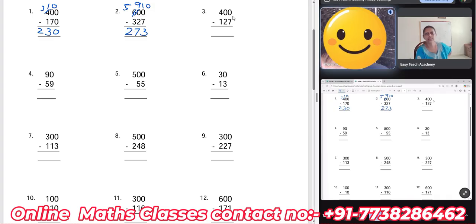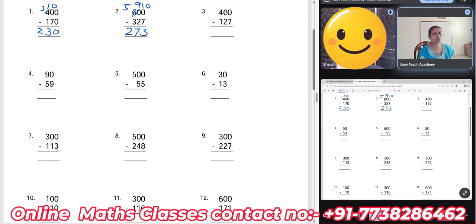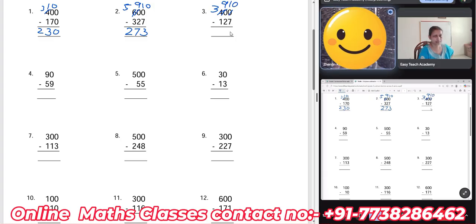Good boy. Now 0 minus 7 is not possible. So he will take out a number from the 0. But 0 doesn't have a number. So he'll go to the next and it becomes 9. Yes, this will become 9 and this will become 10. 10 minus 7, and you write 10 minus 7 is 3. 9 minus 2 is 7. 3 minus 1 is 2.